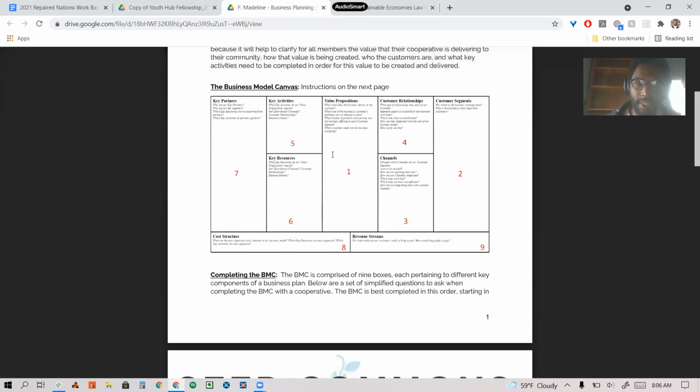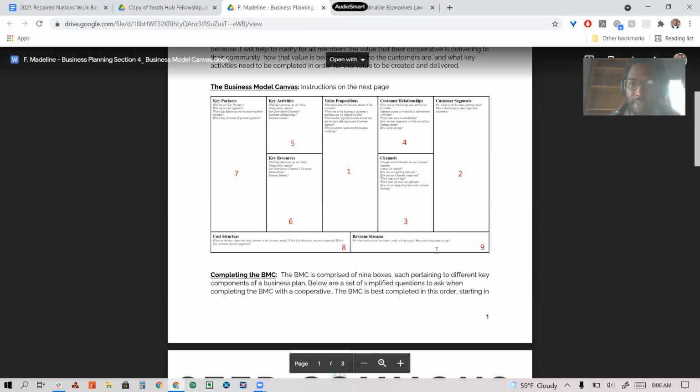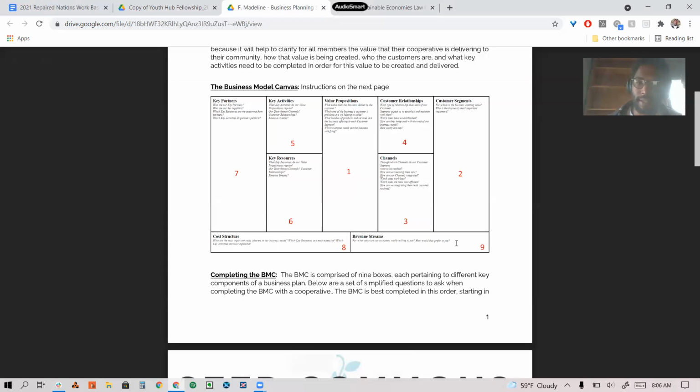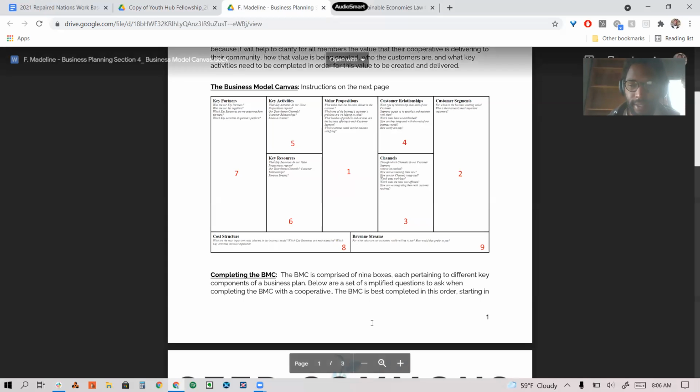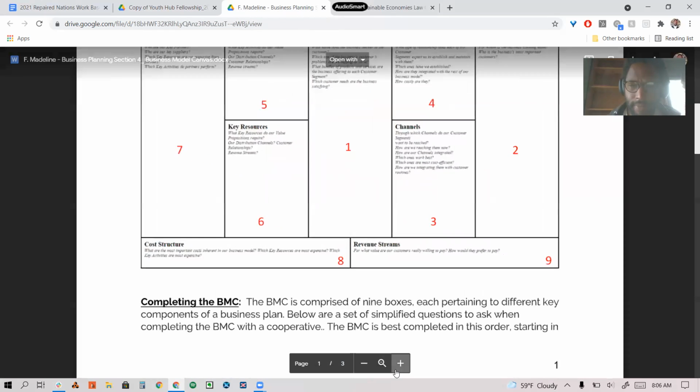As you can see, the value proposition is done first, the way the Seed Commons recommends. And then we go into customer segments, the channels, relationships, key activities, key resources, partners, cost structures, and revenue streams. So that's the way they suggest we complete this business model canvas.